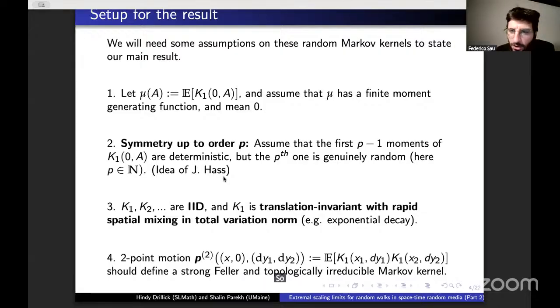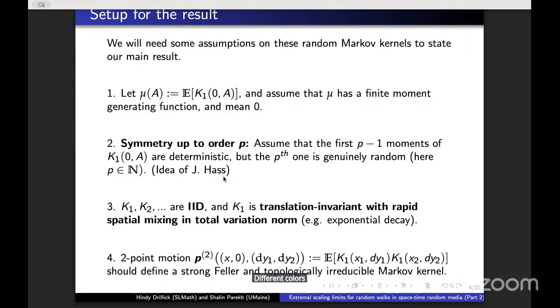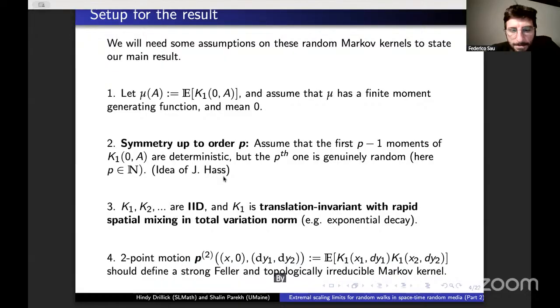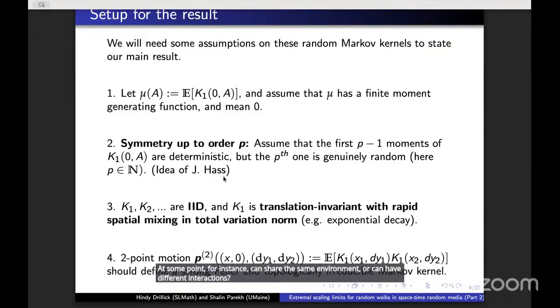So if I interpret Francesco's question correctly, starting with some colored mass, let's say in different locations of space, you have two masses, but different colors. Yeah, exactly. So the kernel, you have like two kernels, one for each color, and then these colors at some point, for instance, can share the same environment and have different interactions. I don't know, it's more like a curiosity and something that could be done.